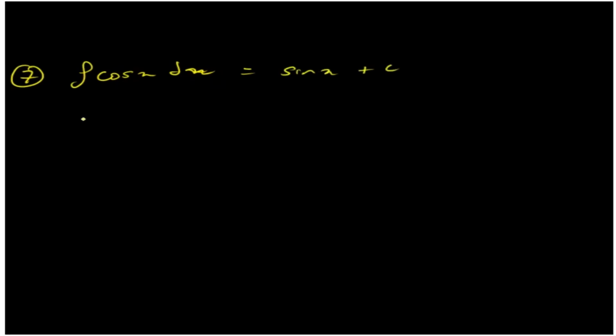Okay. What if you have a coefficient in front of the x? So if you have cos ax dx, it will be what? Sine ax over a plus c. You understand? So that is how to apply those rules. Are we together? Okay. So that is how to apply those rules.